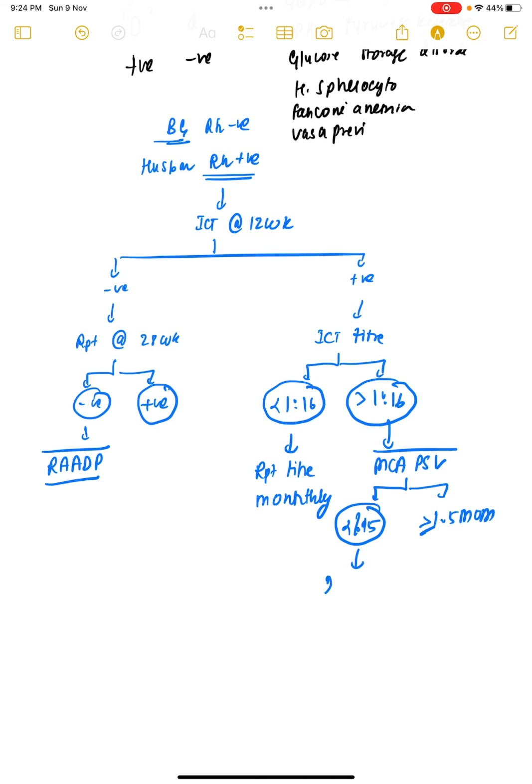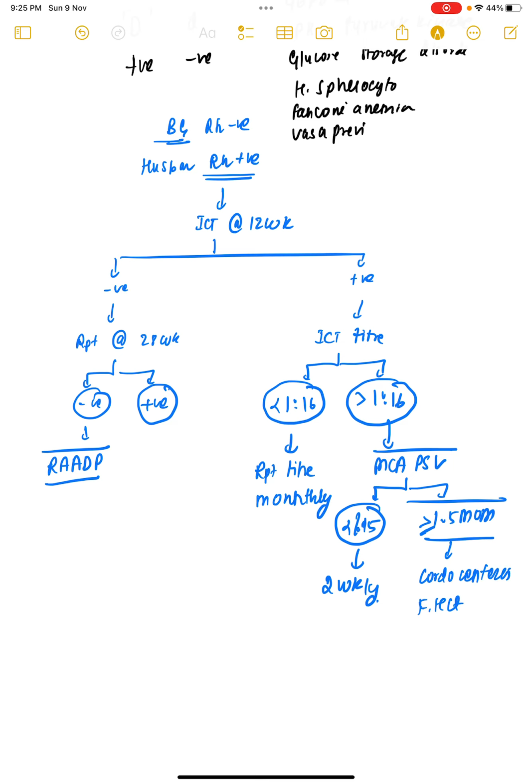Here you are going to repeat MCA Doppler every 2 weeks. You are not going to repeat the titer again, since you already know the titer is positive. If it is more than 1.5 multiples of median, that means there is shunting of blood towards the cerebral circulation, there is vasodilatation, there is increased blood speed. So that means there is severe anemia. Here you will do cordocentesis and look for the fetal hematocrit.